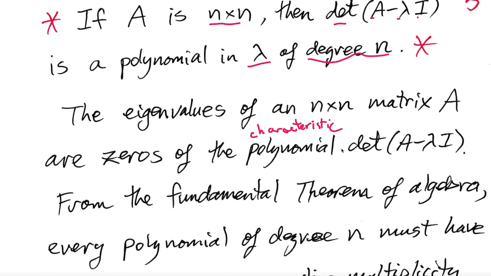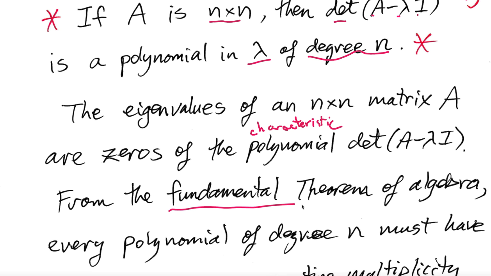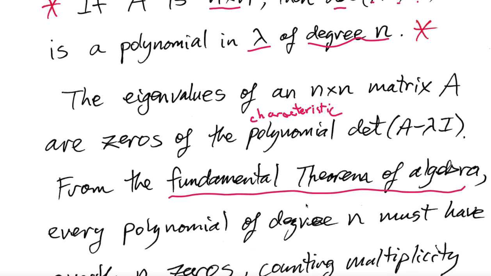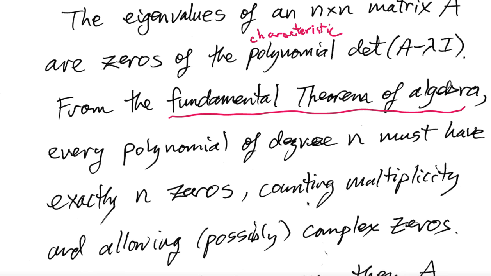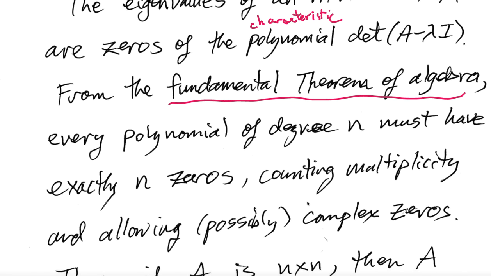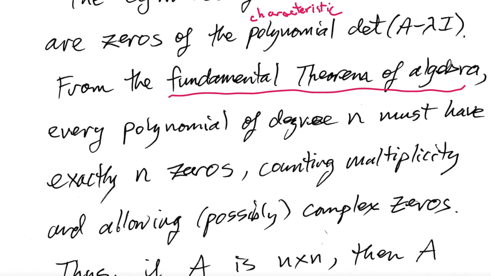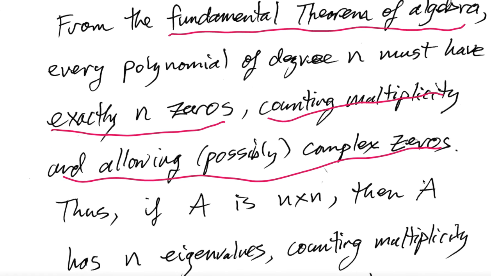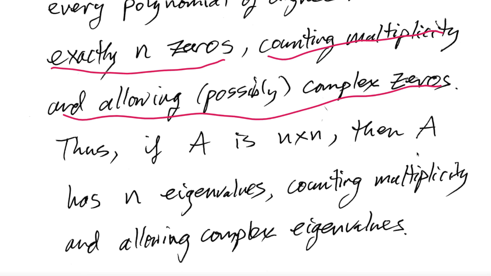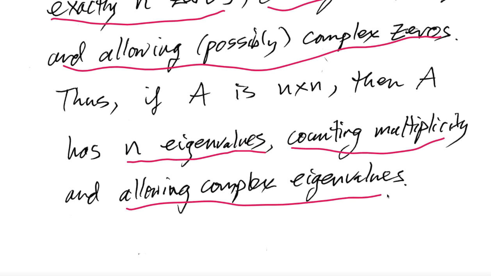Now, back in college algebra, you learned something called the fundamental theorem of algebra. What did it say? Every polynomial in the complex numbers of degree n must have exactly n zeros. When I say complex numbers, that would include the reals, right? Just zero imaginary part. Must have exactly n zeros. Remember that? This is counting multiplicity, though, and allowing possibly complex zeros, okay? Thus, if A is an n by n matrix, then A has n eigenvalues, but that would be counting multiplicity and allowing complex eigenvalues, okay?